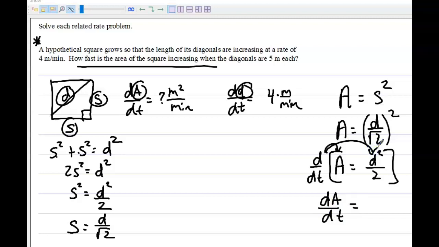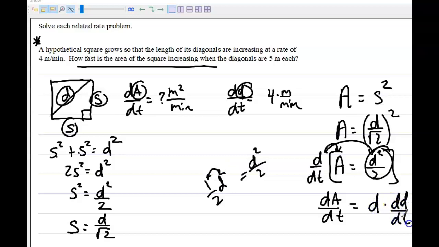If I take the derivative of this, you might want to think of this D squared over 2 as 1/2 D squared, if that helps at all. That way, when we take the power rule, you move it to the front, right? You get 2 over 2, which is 1. And then you take a power off of the 2, which makes it 1 D to the first power. But don't forget your derivative afterwards, the chain rule.